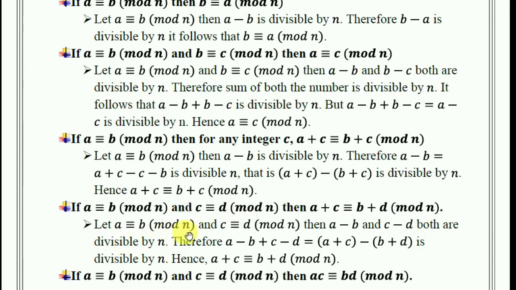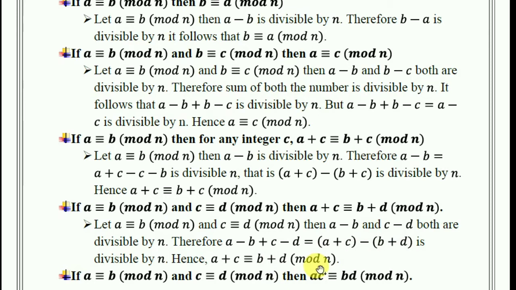a is congruent to b mod n and c is congruent to d mod n. It means a minus b and c minus d are both divisible by n. If two numbers are divisible by n, then their summation is also divisible by n, as I have told you earlier. It means (a minus b) plus (c minus d) is divisible by n, but this expression is equal to (a plus c) minus (b plus d). It means a plus c is congruent to b plus d mod n.